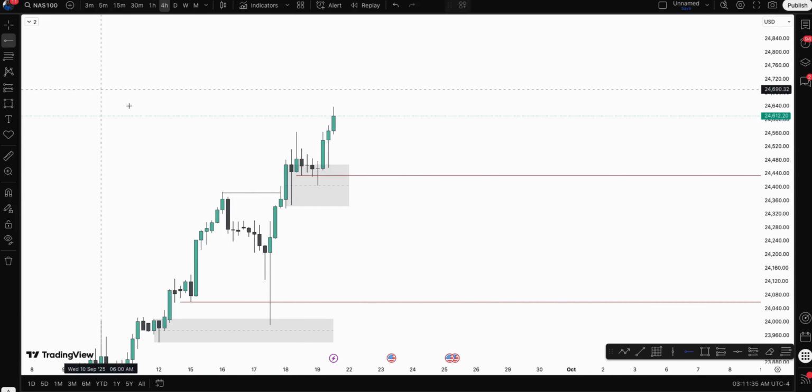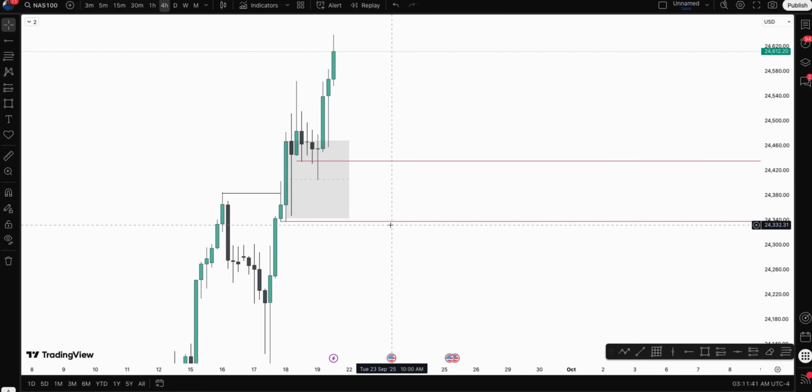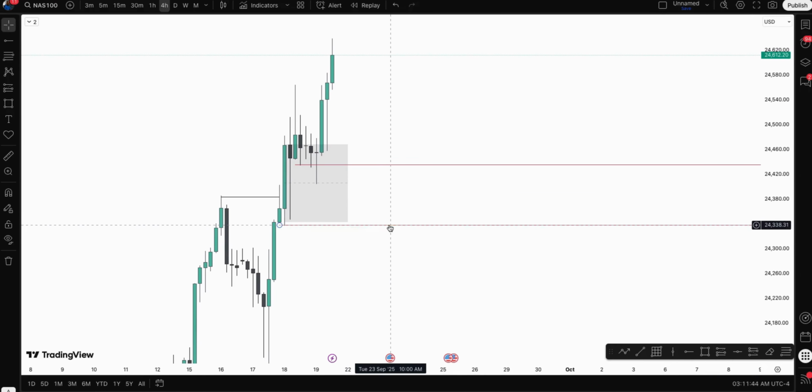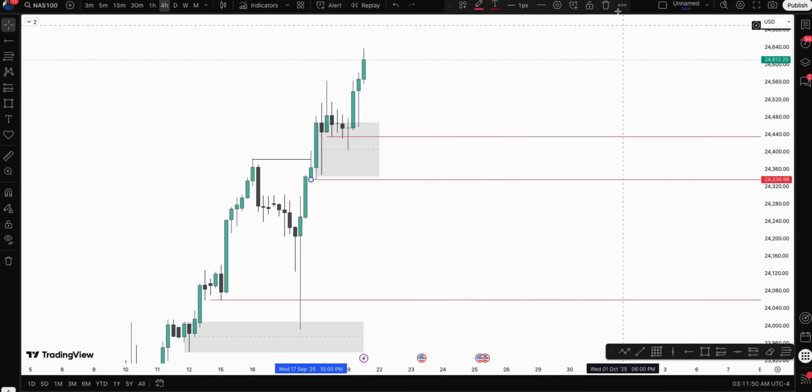Which one reacted to a fair value gap and order block? This one did. This level here. I don't know exactly what they did here, but I take it that this one reacted to it. We checked some other brokers; some reacted, some didn't. So anyways, we're talking about this level.